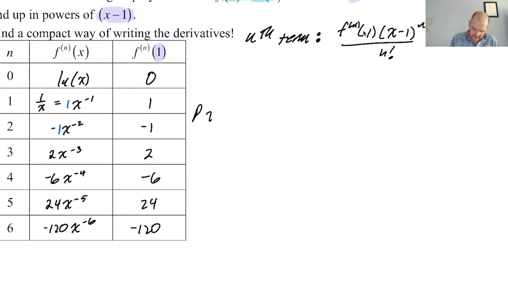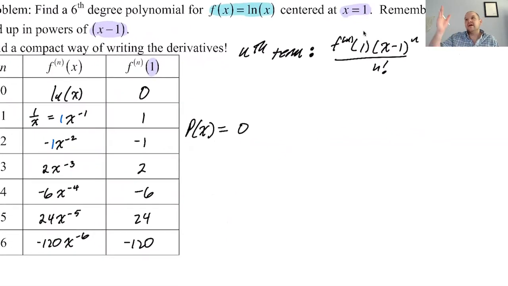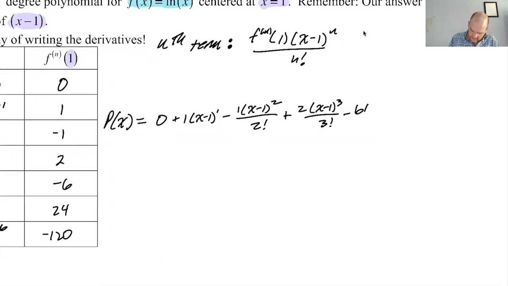So p of x is going to be 0, and then the quantity x minus 1 to the 0 over 0 factorial, but those are all 1, so we're not going to write them. Plus 1, the quantity x minus 1 to the first over 1 factorial. I'm not going to write it, but it's there. Minus 1 x minus 1 squared over 2 factorial, plus 2 x minus 1 cubed over 3 factorial, minus 6 x minus 1 to the fourth over 4 factorial, plus 24 x minus 1 to the fifth over 5 factorial.